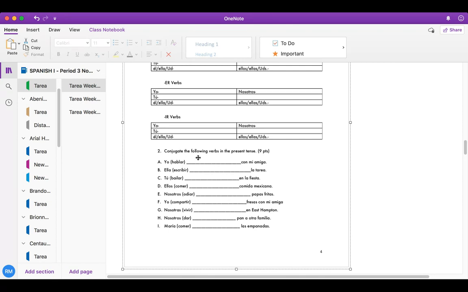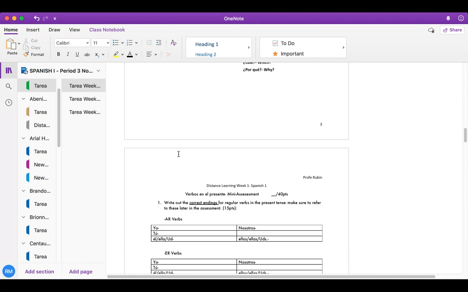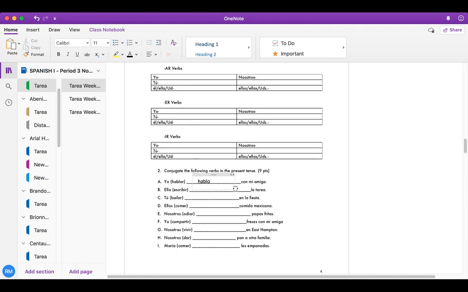Yo blank con mi amiga. The verb is hablar. Click right in there. So hablar is an AR verb. Okay, so I know I need to go to the AR verb endings chart above. All right. Next thing I do is I take off the AR to make habl, which is its root. All right. Now I'm going to go back up to the top, and I'm going to see that it says in the AR verb endings that the ending for yo is O. I'm going to add that right to the end to make yo hablo. Boom, done. All right. Number 2.